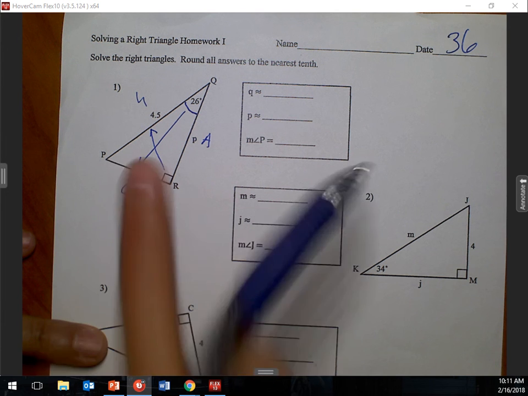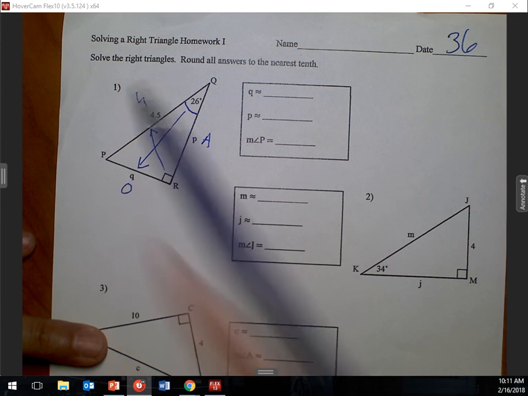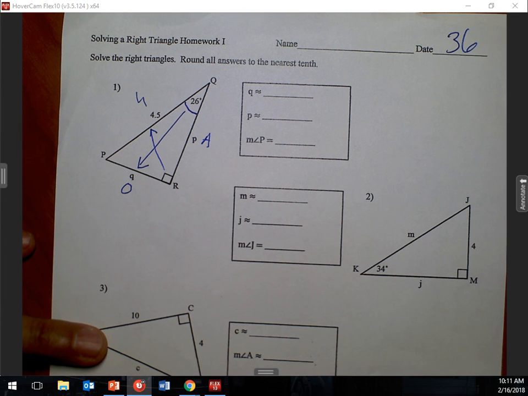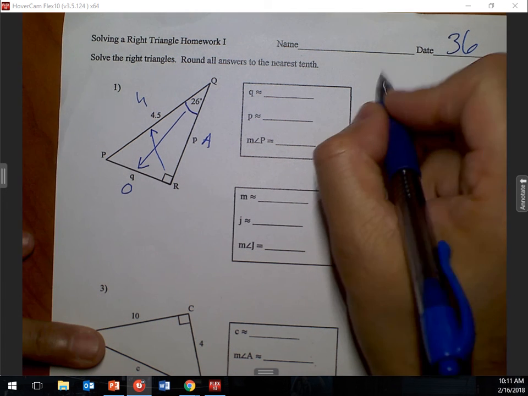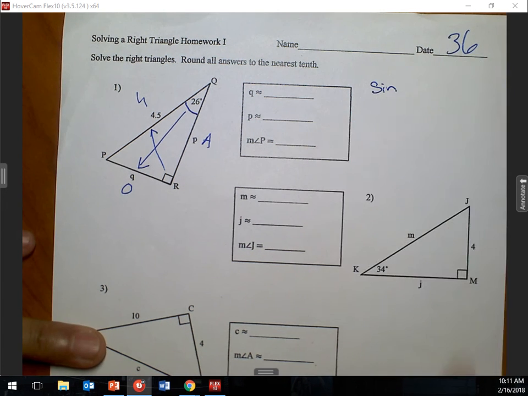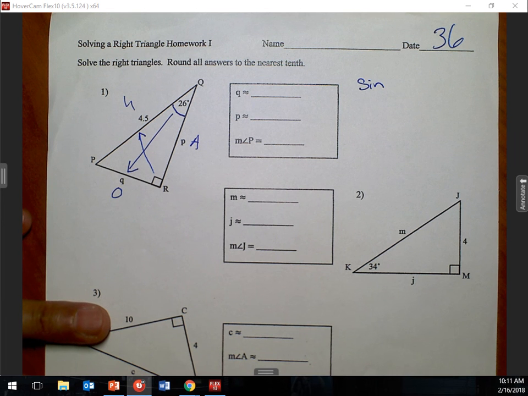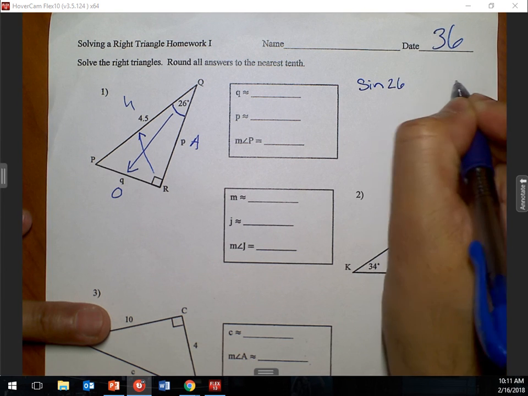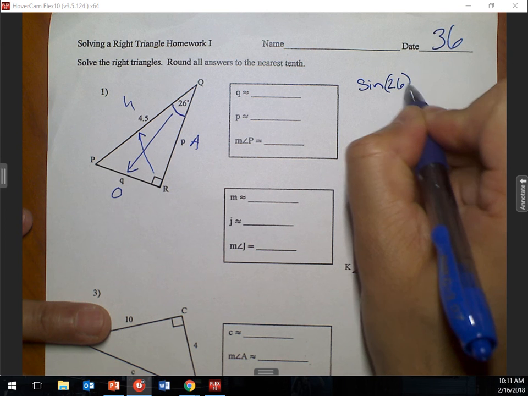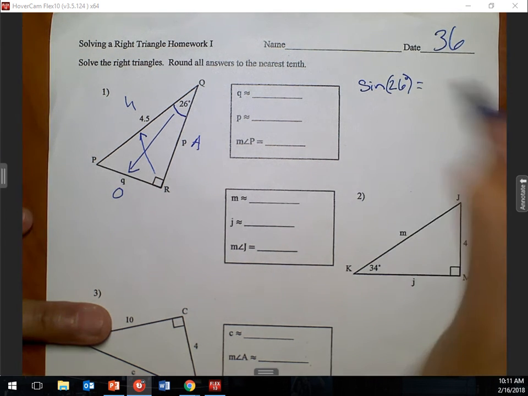So, if I'm going to use this, that means I'm using the opposite and hypotenuse together. Which one uses opposite and hypotenuse? Sine. S-I-N. Yeah, sine. So it's going to be sine. What is my reference here? 26. You guys paying attention or totally forget what we're doing? Equals.